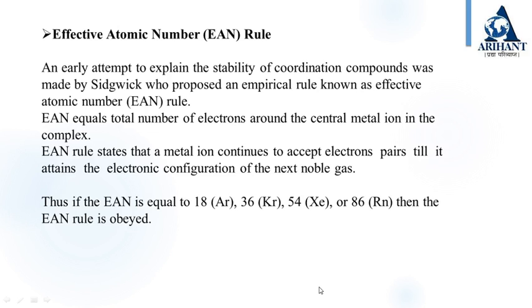The EAN rule states that a metal ion continues to accept electron pairs till it attains the electronic configuration of the next noble gas. Thus, if the EAN is equal to 18 of argon, 36 of krypton, 54 of xenon, or 86 of radon, then the EAN rule is obeyed.